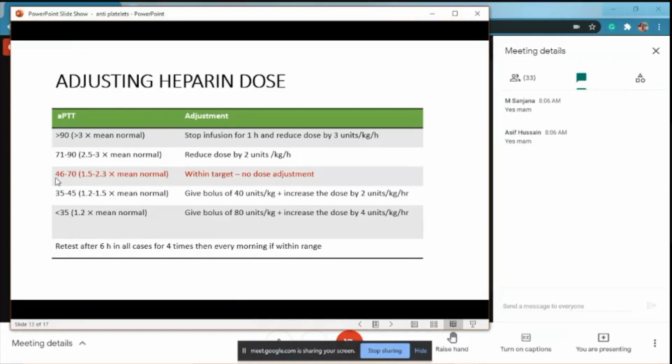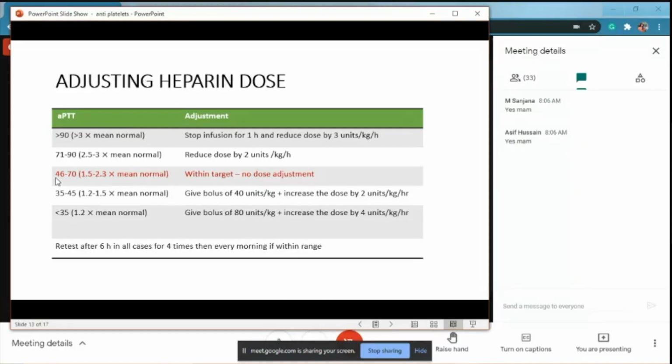We know the normal. Now, if you see a number above 90, right away recommend the physician stop the infusion. We don't tell the physician; we have to respect the physician, so we recommend that the physician stop the infusion for 1 hour.